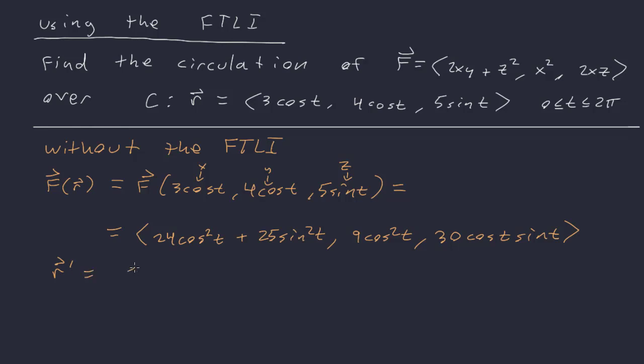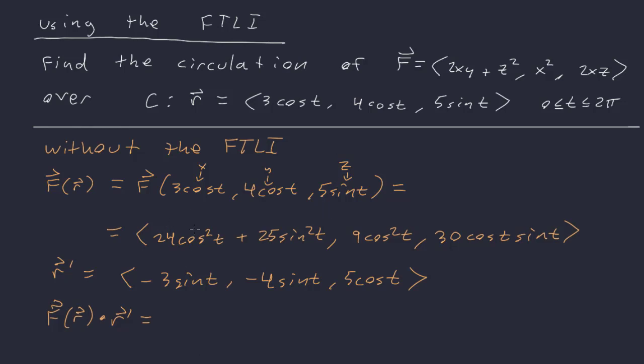Then we need to find r prime. Well, r prime will be negative 3 sine t, negative 4 sine t, and 5 cosine t. And then we get the fun step of taking the dot product of these two, the f of r dotted with r prime, and you can hopefully see where this is kind of gross, right?